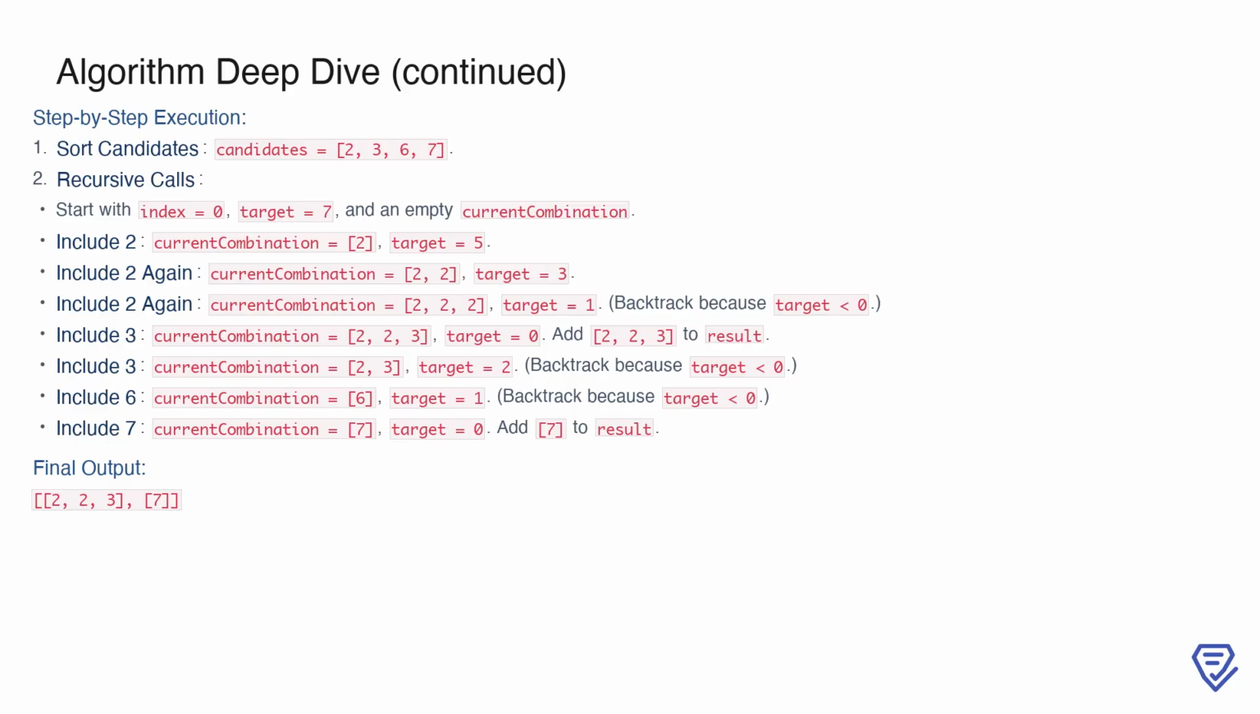We continue exploring other candidates. Including 6 results in a target of 1, which is invalid, so we backtrack. Finally, we include 7, which directly matches the target, adding 7 to the result. The final output is 2, 2, 3 and 7, representing all unique combinations that sum to the target.